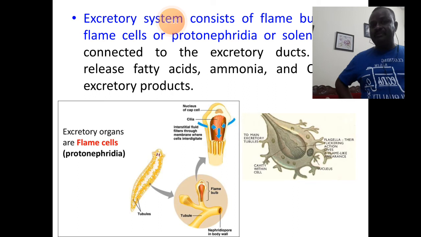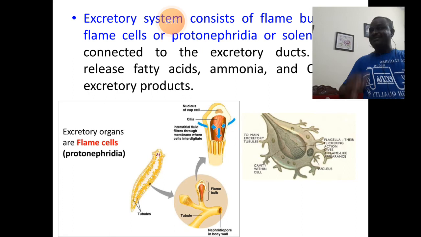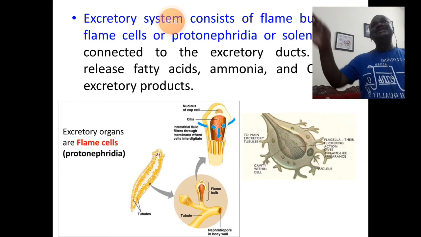This cavity has got a row of cilia or flagella in it. These cilia will start moving together, all move together. When they all start moving together, it looks like a flickering flame. You could have seen a candle: when the air blows on the flame of the candle, it starts moving, right? Something like that, the cilia will also move. Hence, they are called flame cells.